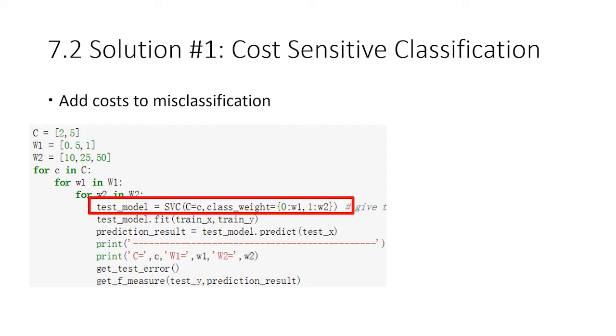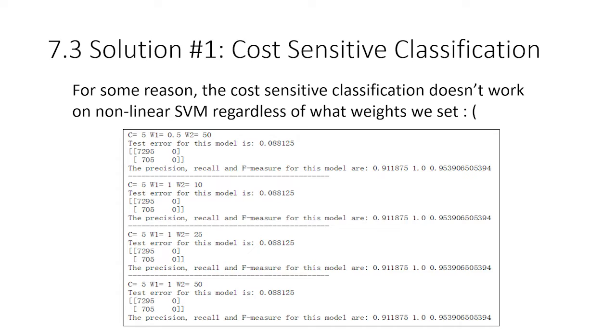And for cost-sensitive support vector machines, we are having a problem. For some reason, the cost-sensitive SVM doesn't work on non-linear SVM, regardless of what kind of weights we set. You can see from the code here. We've tried different weights, but the model just always predicts everything as 0. We haven't found out the reason yet, but we'll keep investigating this issue.